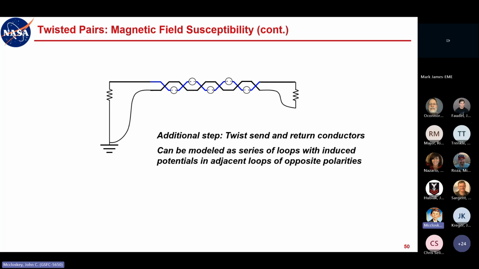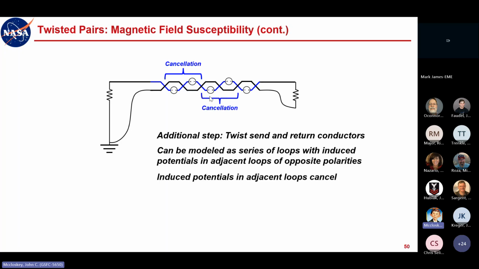So with the send and return conductors reversed now, the induced potential is still in the counterclockwise direction, but it's in the opposite polarity to what you have in this loop, and so on. So these two polarities will cancel. These two induced potentials will cancel. These two will cancel. So here again, the worst case net coupling comes from the loop area of a single half twist, which is going to be a much smaller loop area than if you did nothing.